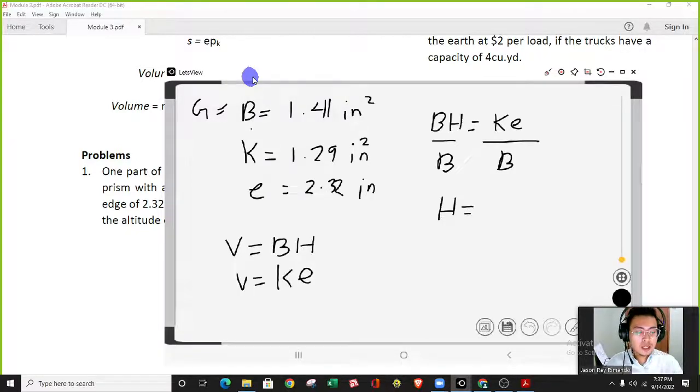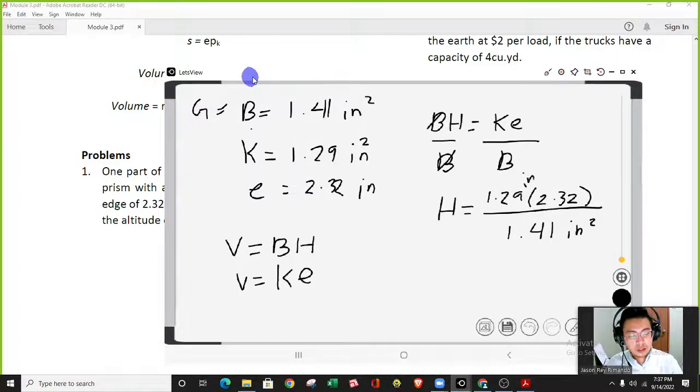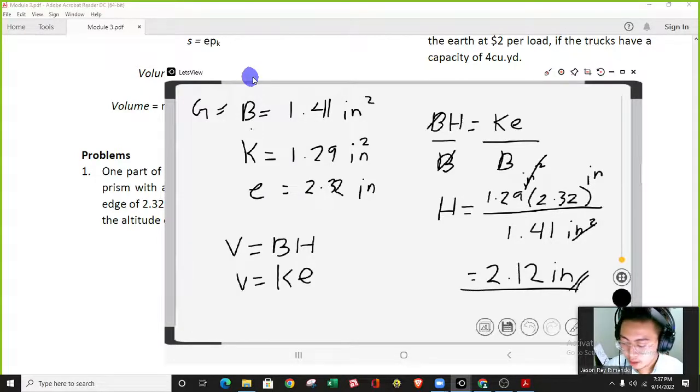Then, substitute natin. What is your K? 1.29 multiplied by 2.32 divided by your B, which is 1.41 inch squared. Okay, this is inch squared, this is inch. Cancel out yung inch squared. So what is your height? 2.12 inch. Tama ba? O, tama na yan. Ayoko na mag-solve eh.